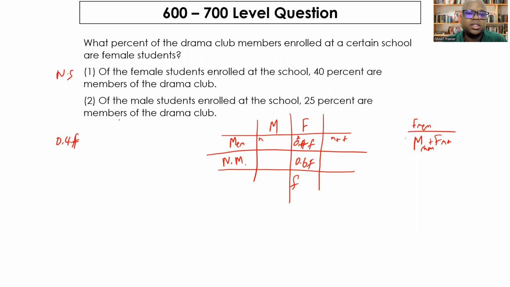So let's now look at the second statement. Of the male students enrolled at the school, 25% are drama club members. So we have males, so 0.25 are drama club members. So this 0.75 are not members of the drama club.